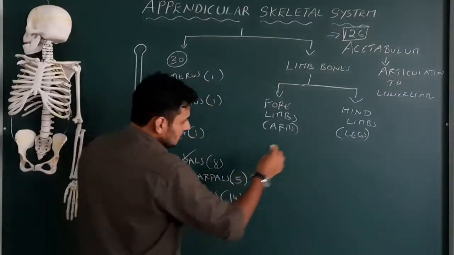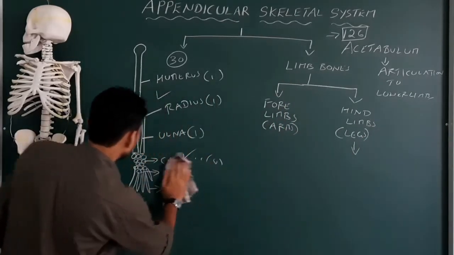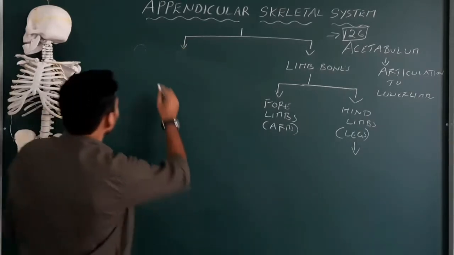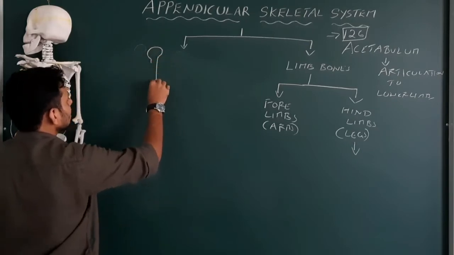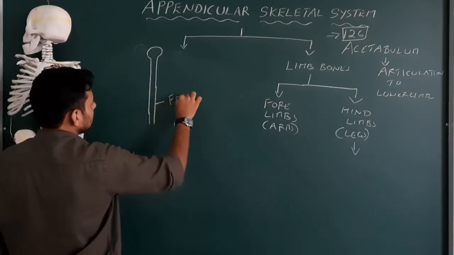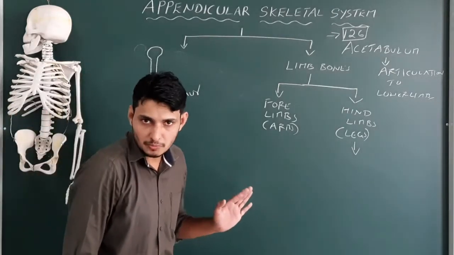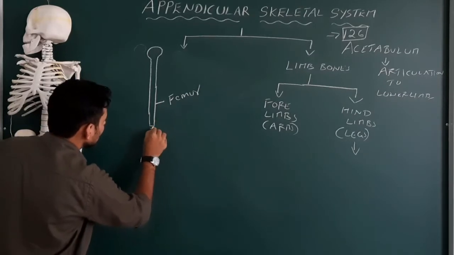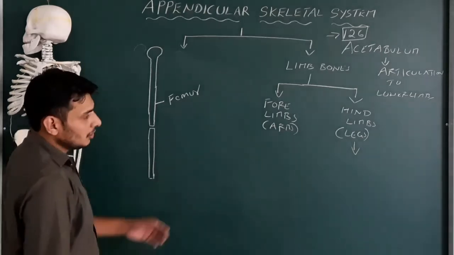Now come the hind limbs. If I just draw the structure of the hind limb, that is the leg, let me show it to you. It starts again with a head like this, which is a bit ball-shaped, and this is called the femur bone, which is the longest bone in our body. The femur continues further to form another bone like this, again similar to our arm bones.